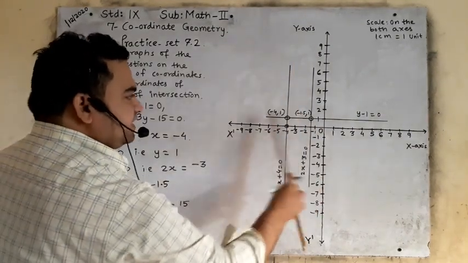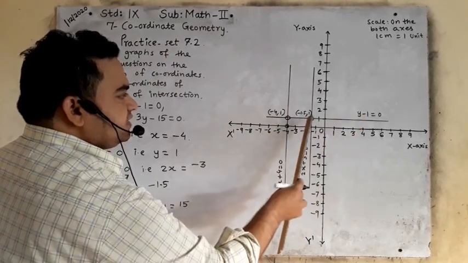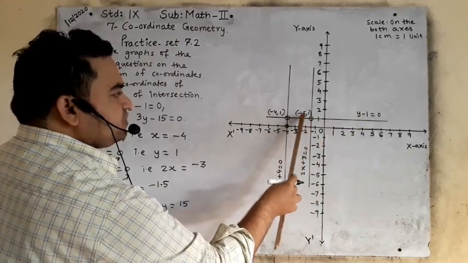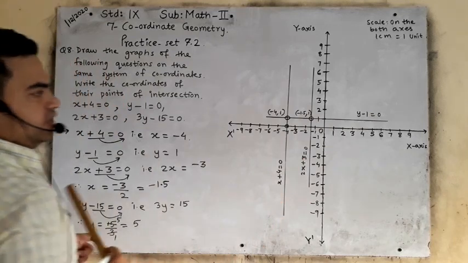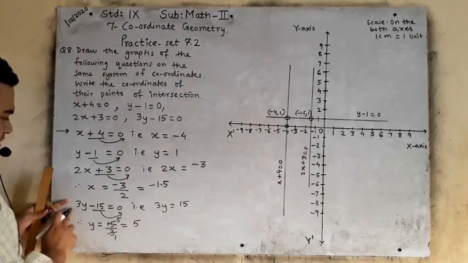Here this line intersected this line. So here, how much is x? Minus 1.5, and y is how much? 1. Okay. Now see the next one.